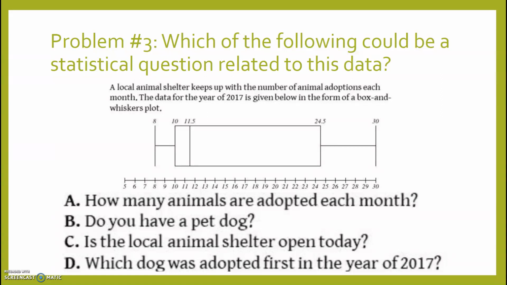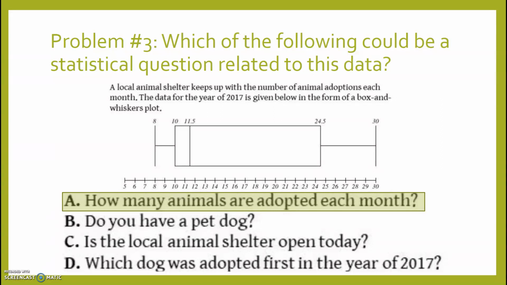Okay, how'd you do? The correct answer for this would be A, how many animals were adopted each month? Well, each month, a different number of animals could have been adopted. And based on this box plot, it is clear that yes, a different number of animals were adopted in each month, or there was more than one number. It's not like the shelter is saying we will only allow 5 dogs to be adopted in a month.